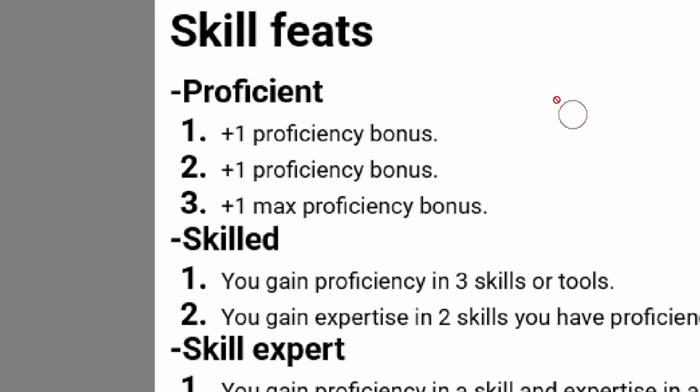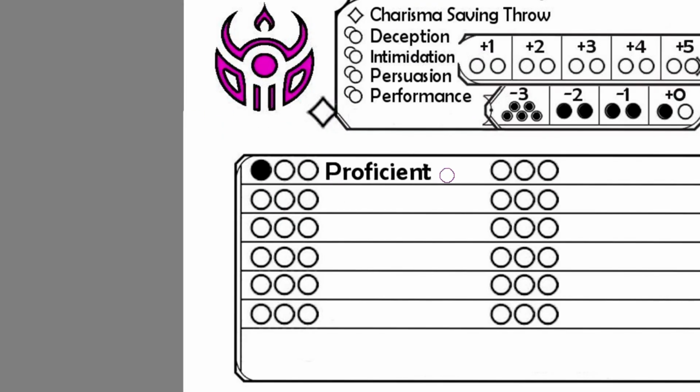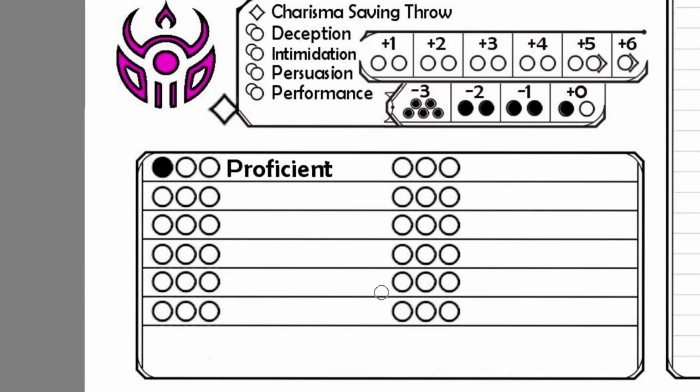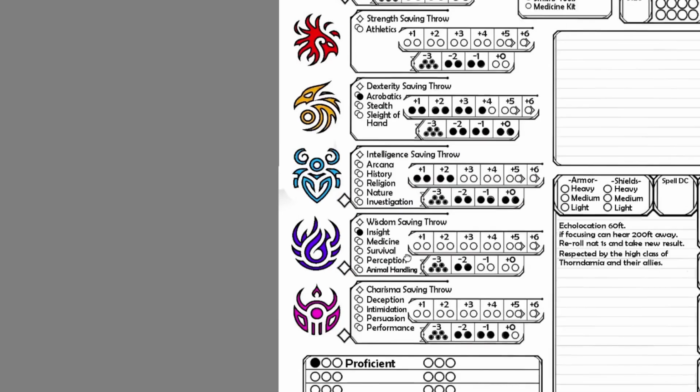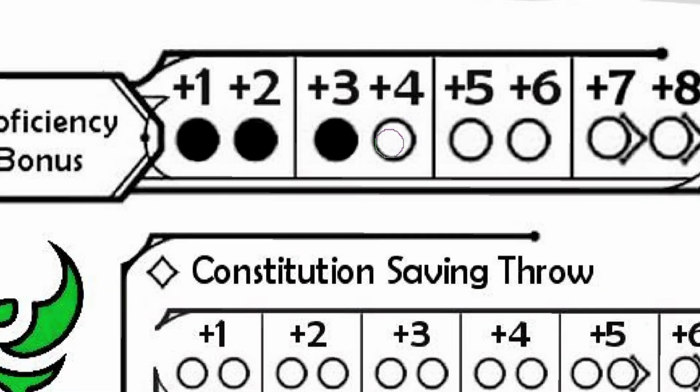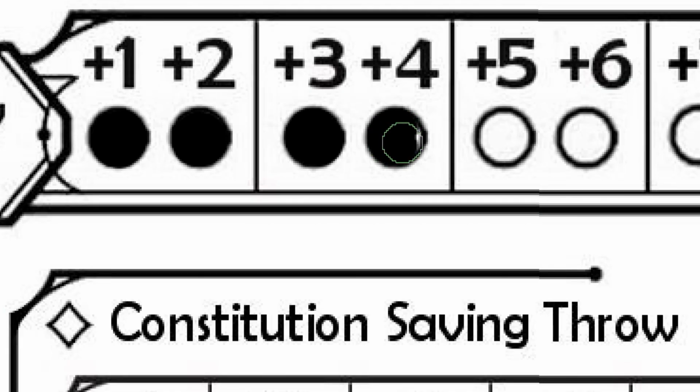So for our first feat, I'm going to go ahead and pick up Proficient on this character. I'm going to write down Proficient because it's the feat that we're taking, and this is where you write down feats. Then I'm going to fill in this dot here to represent that we've taken the feat 1 time, so it is at level 1 Proficient, meaning that we get to increase our proficiency bonus by +1, which is pretty interesting.